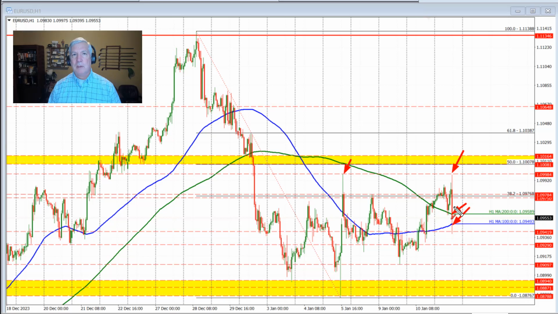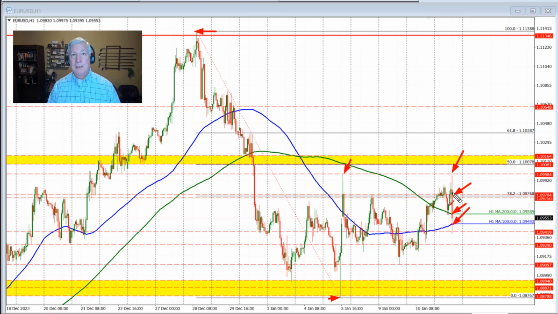The price has been above and below these moving averages since the report, but we're currently trading within those moving averages at 1.0956 currently. So we're in a neutral area from a technical perspective. We also fell back below the 38.2% retracement on the move down from the December high right here to the January low right here. The level comes in at 1.0976.